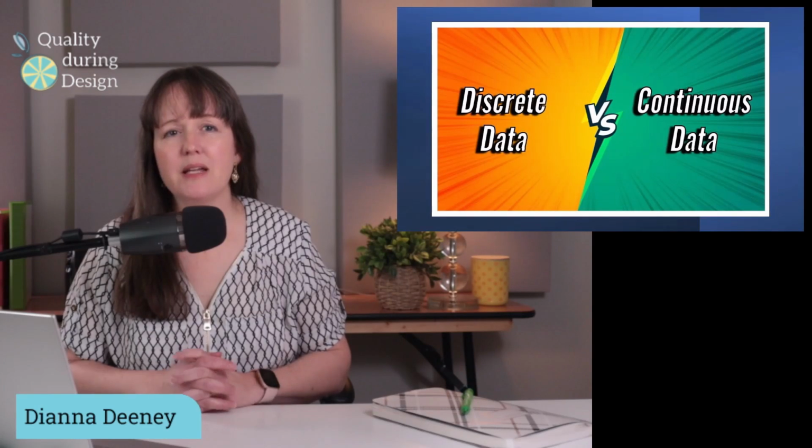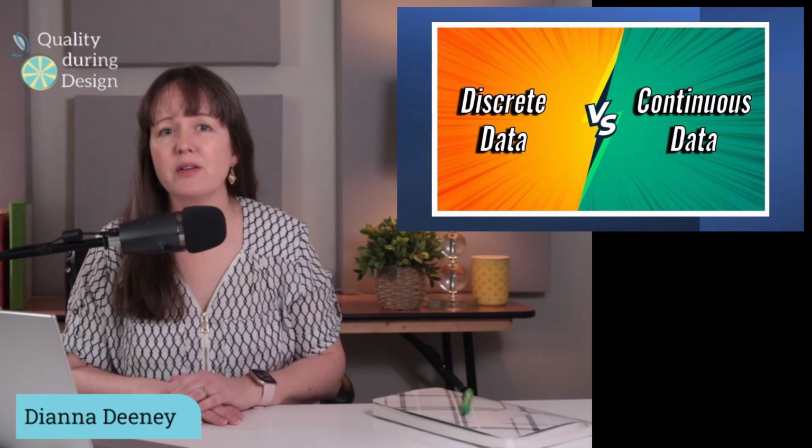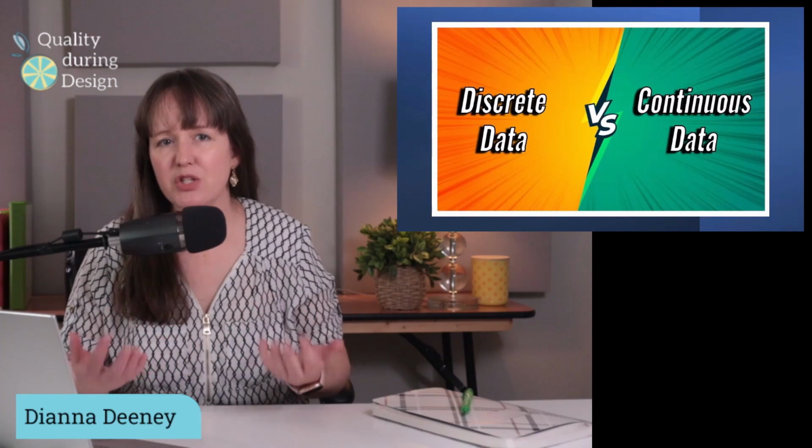Well, once we've defined a control, we then need to figure out how to measure it. So today we're talking about two different types of data that we can use for measurement to verify the effectiveness of our controls. Today we're specifically talking about discrete data and continuous data.